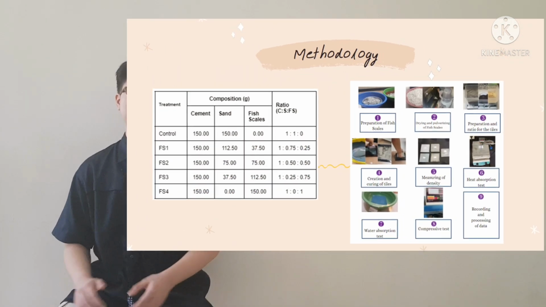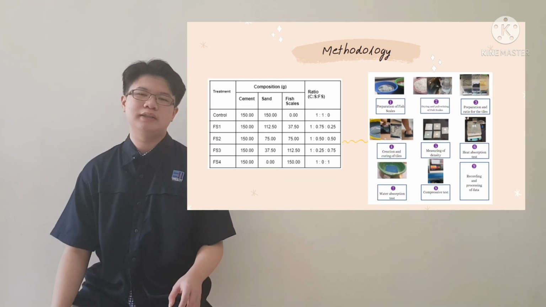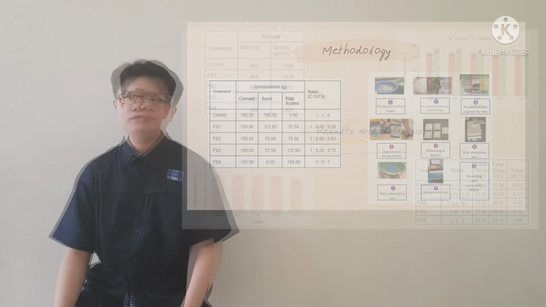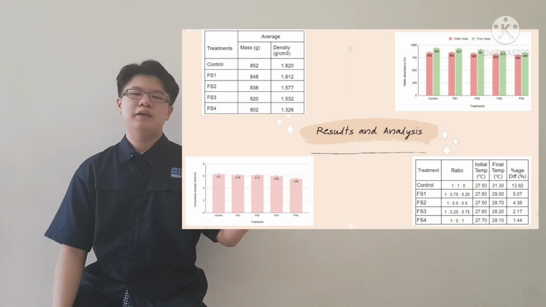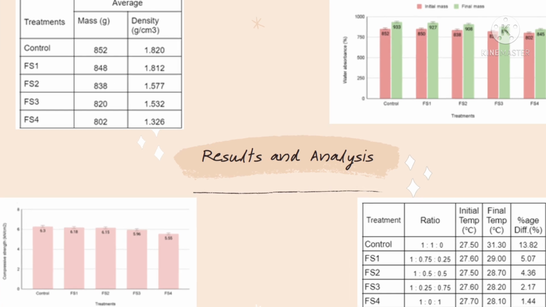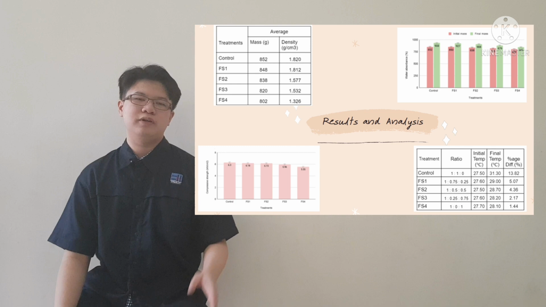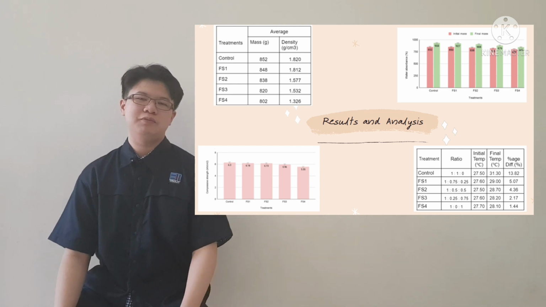The figure next to me shows the steps undertaken in the study, while the table shows the composition of fine aggregate in the second layer of the cement tile. Here are the tables and graph of the physical properties investigated for each tile. As you can see here, there seems to be a downward trend for each experiment, starting with control and ending with FS4.